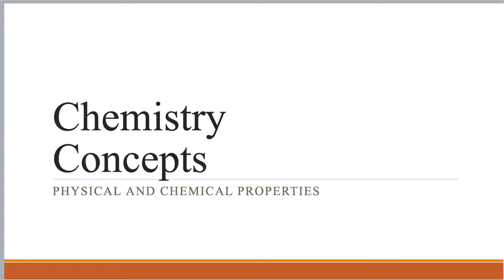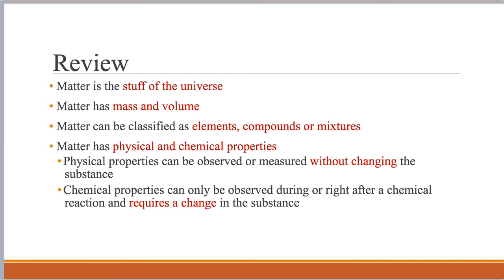In this video, I want to talk about some of the key properties of matter. So just a bit of review before we get started. Remember that matter is the stuff of the universe, what the universe is made of. It has mass and volume. That's how we define matter. And it can be classified as elements, compounds, or mixtures.